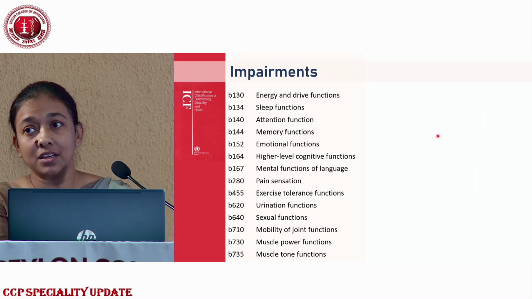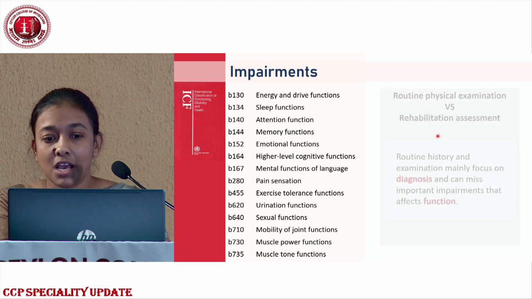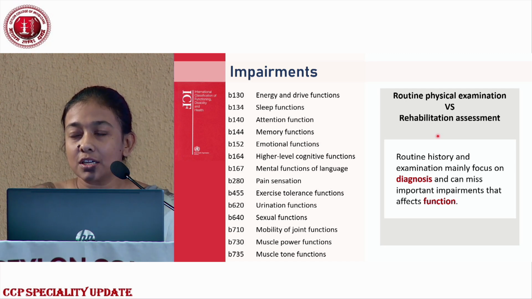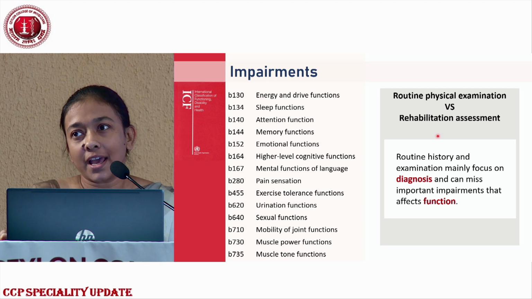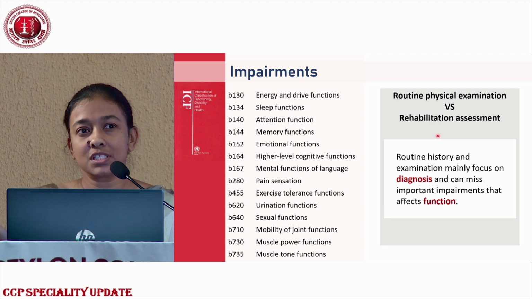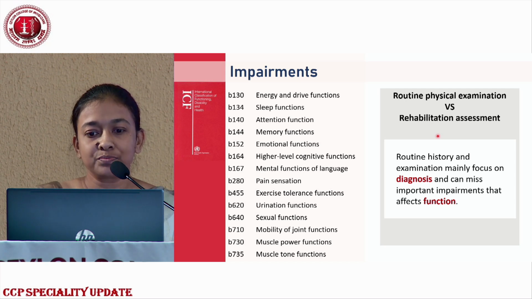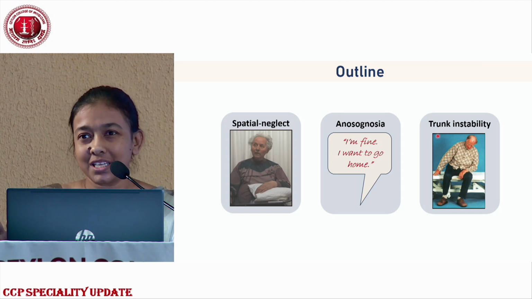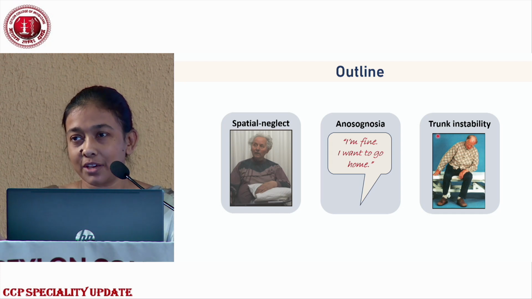So there are many impairments according to the classification, and the problem with the routine medical history and examination is that we focus mainly on the diagnosis and the associated complications. In that process, we miss the impairments which have a functional significance to the patient. So the talk will discuss three common impairments, particularly common in right hemispheric strokes, I would say. Two of them are common in right hemispheric strokes. I will brief you on those impairments and how to detect them: spatial neglect, anosognosia, and trunk instability.